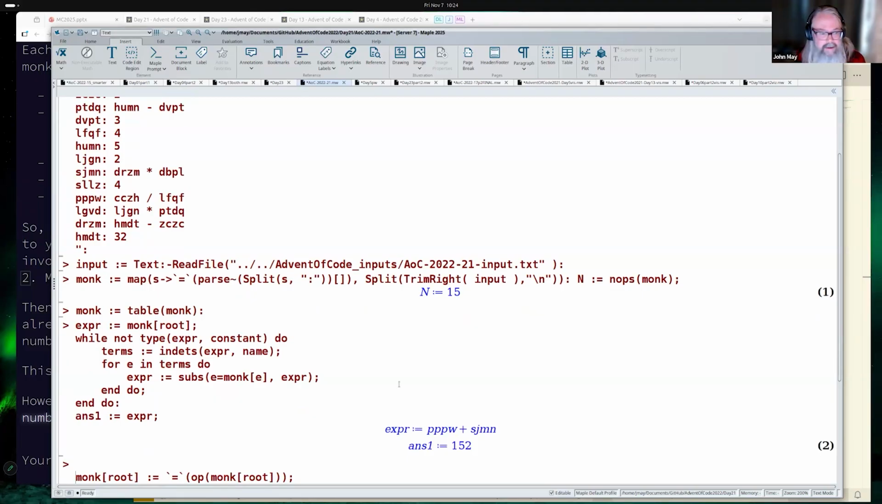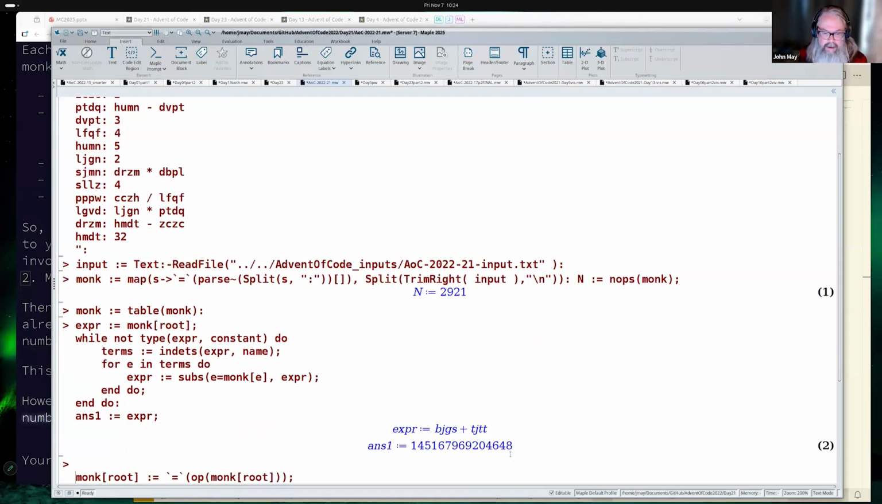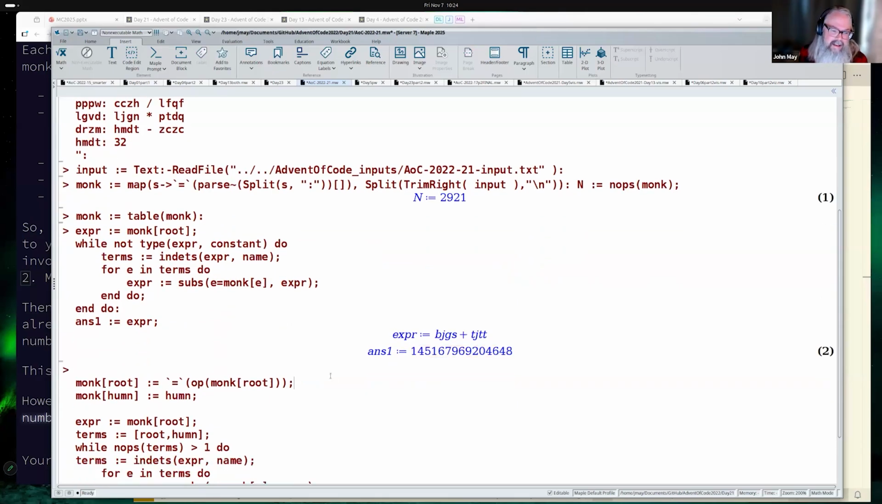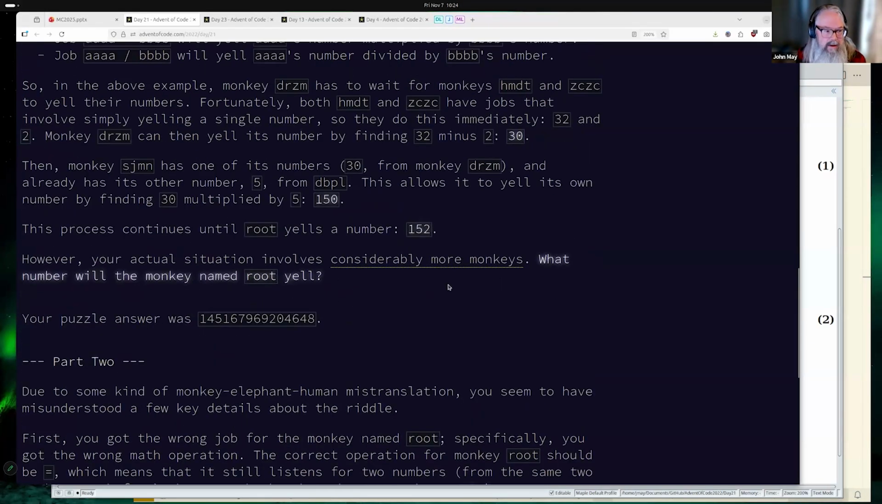It's extremely fast, even if we use the real input, which has almost 3,000 monkeys. So you can see that that's big. I did okay. I got in the top 2,000 on that. Lots of people have clever ways to parse syntax trees. But then part 2 of this problem is that, oh no, your instructions are wrong.